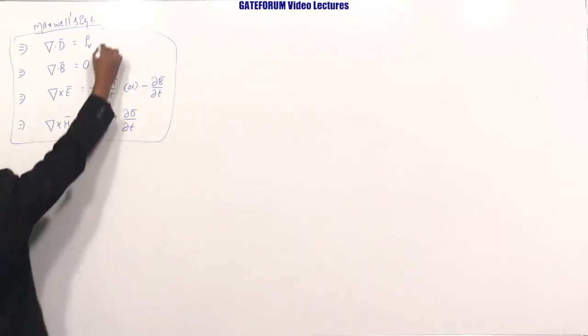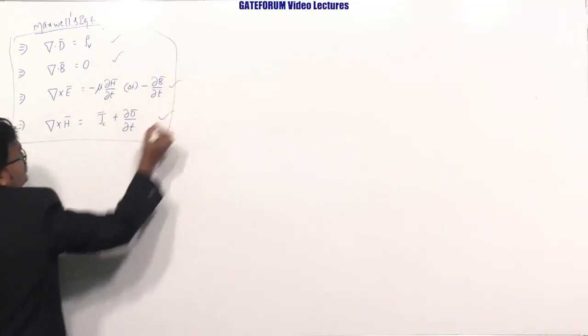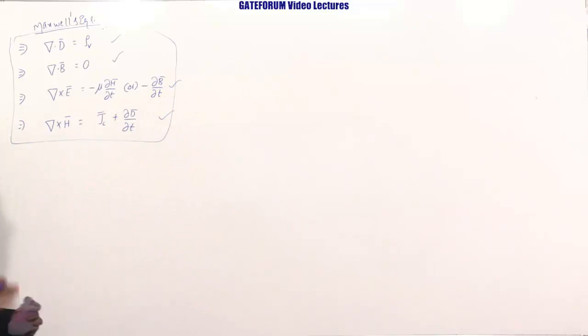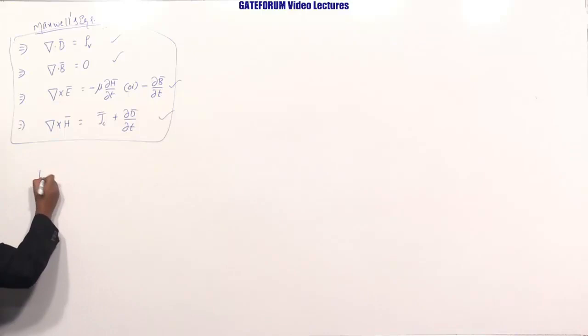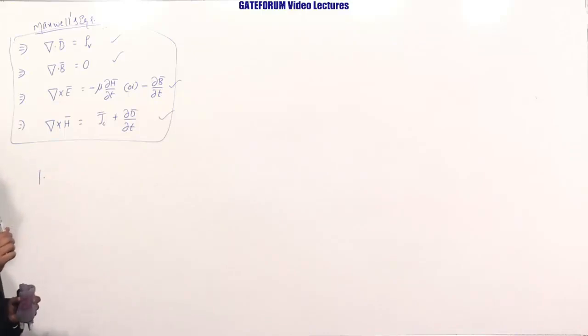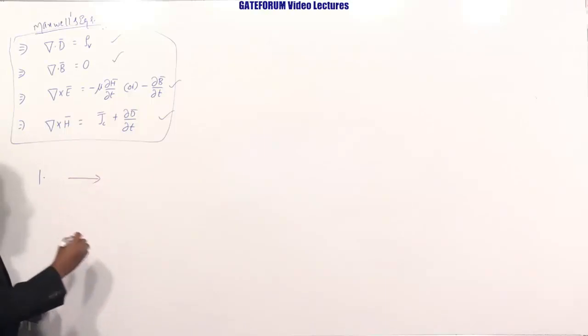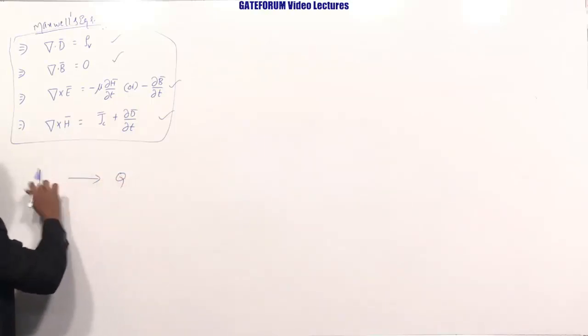Okay, so these are the Maxwell's equations. From these Maxwell's equations, we are going to match list 1 with list 2. The first one they have given is divergence of D bar equal to rho V. So the first one will match to Q.